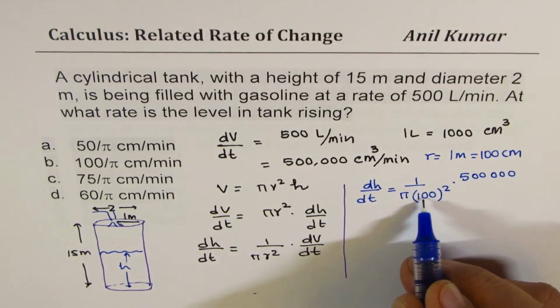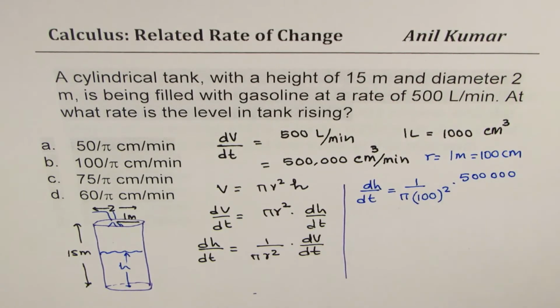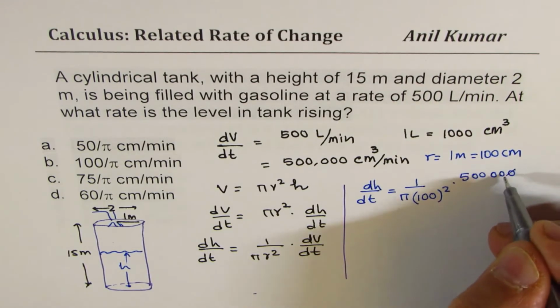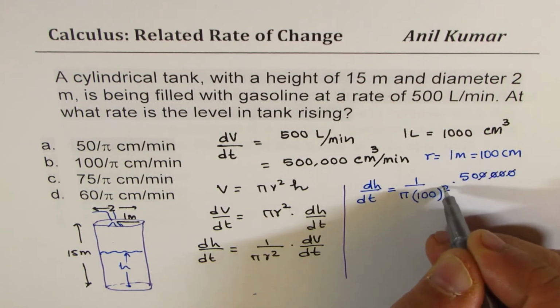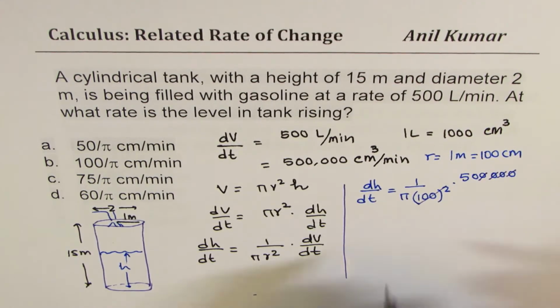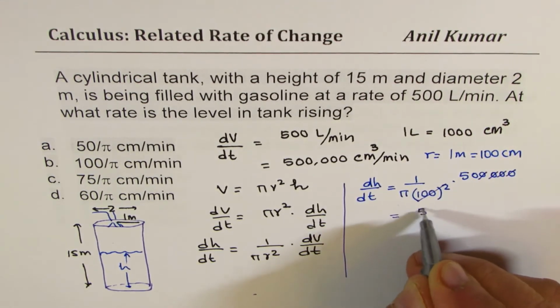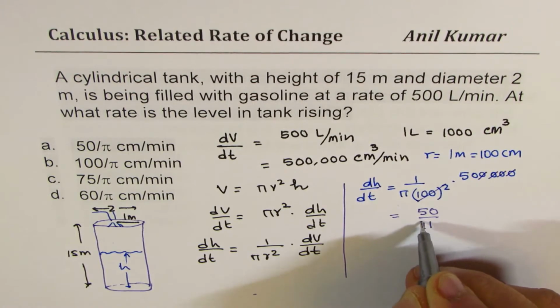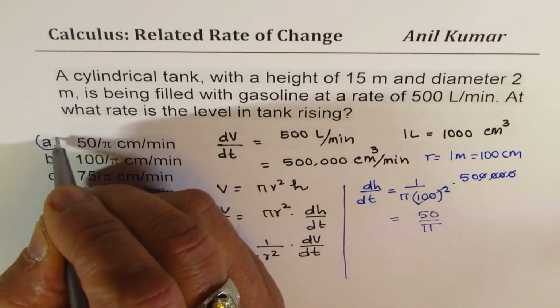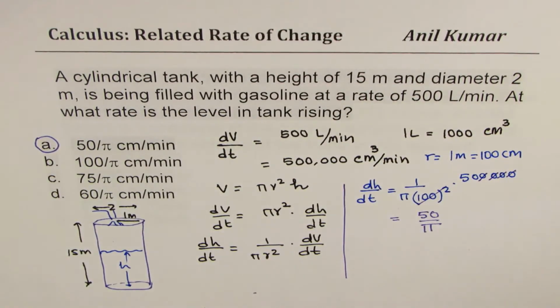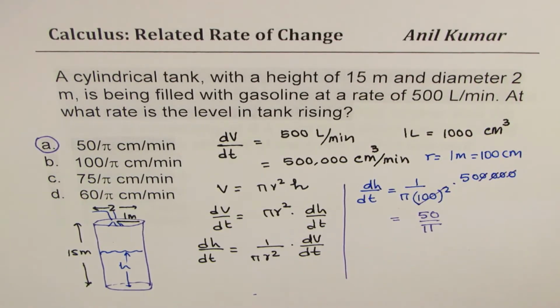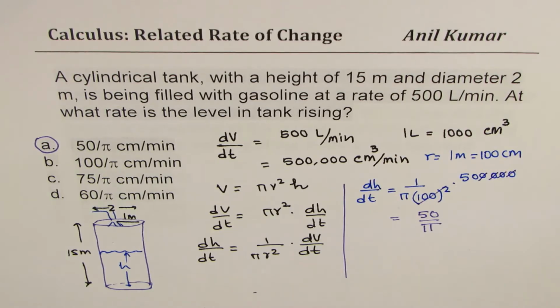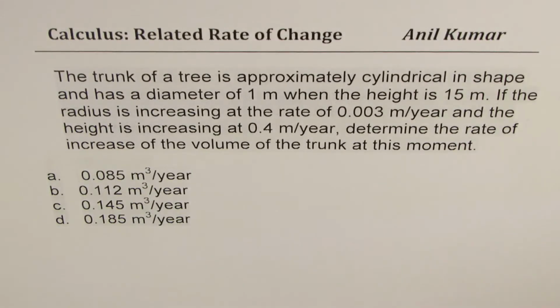500,000, right? So this is 4 zeros. So 4 zeros can be cancelled. Let's do that. 1, 2, 3, 4. So 100 square vanishes. So what you get here is 50 over pi, correct? So 50 over pi is option A. So that becomes the answer for this particular question, correct? So I hope there is no difficulty in understanding these questions. Let's move on. And now we have another interesting question.